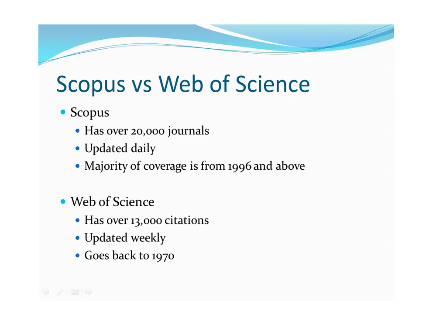Scopus is over 20,000 journals and is updated daily. The majority of coverage is from 1996 and above. They've been going back and adding additional citations that go back further than that. So it's a much newer database compared to Web of Science, which has been around for several decades. Web of Science is smaller and it does go back further in terms of its coverage, but Scopus has more journals, and I confess I prefer looking up different things in Scopus versus Web of Science because I think Scopus is easier to use. But each one has different coverage so that it can help you to figure out if you've been cited or where to publish.